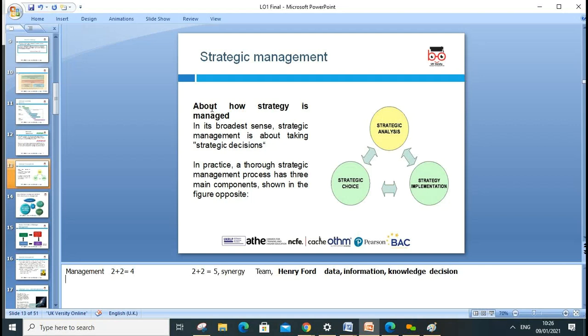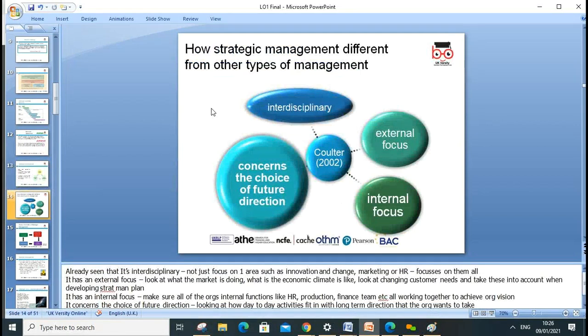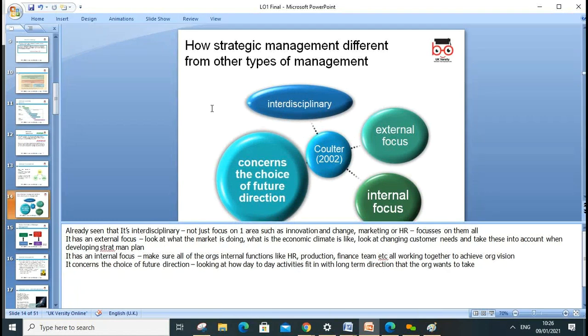In practice, through strategic management, we need strategy. We need to involve the team. 2 plus 2 makes 4, but with synergy, a team can make 2 plus 2 equal 5. According to Henry Ford, we need to look at strategic choices and then implement our strategy. Strategic management is different from other types of management: it is interdisciplinary and concerned with choices for the future direction. It has an external focus and an internal focus.